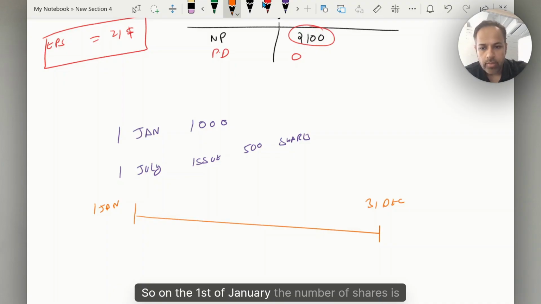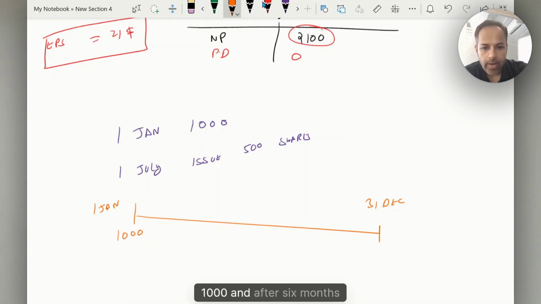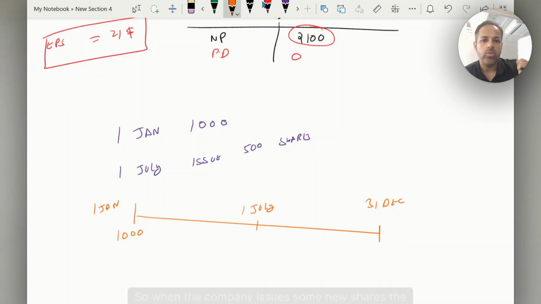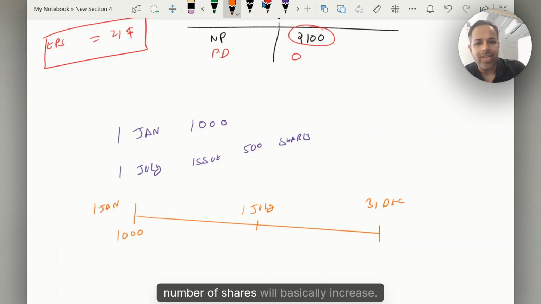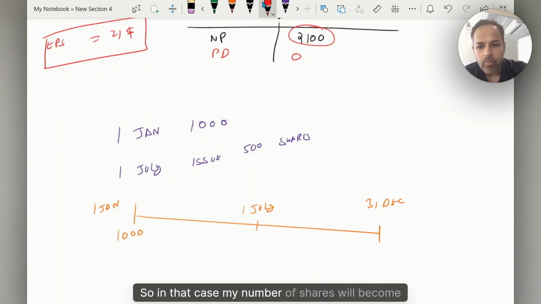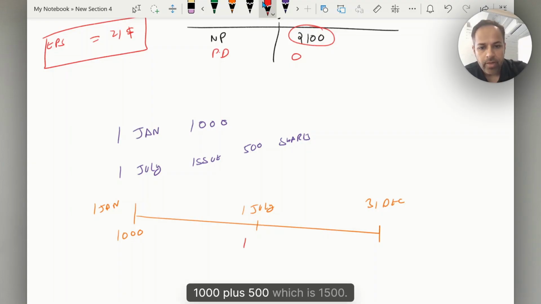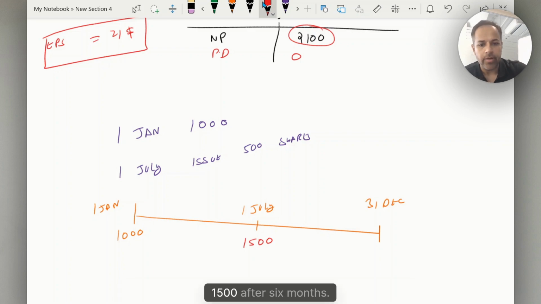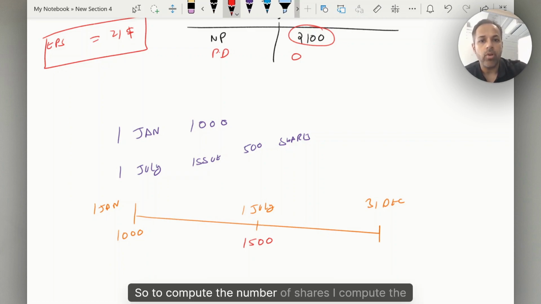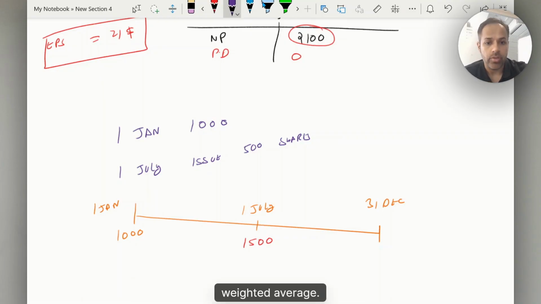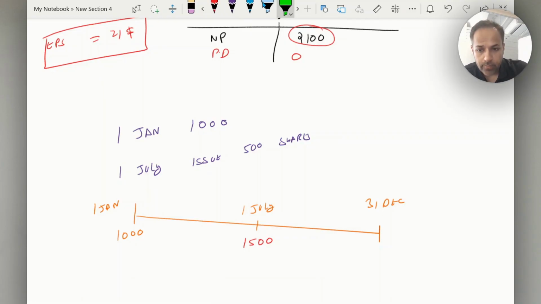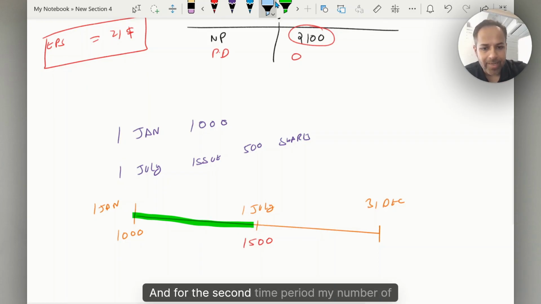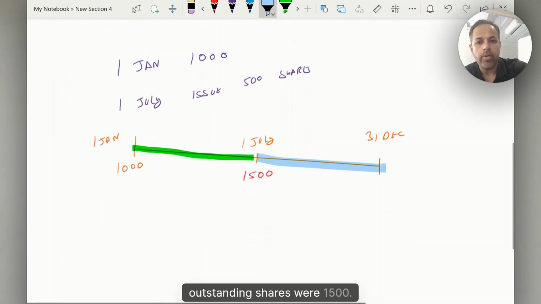So on 1st January, the number of shares is 1000, and after 6 months, on 1st July, the company issues some extra shares. When the company issues new shares, the number of shares will increase. So my number of shares will become 1000 plus 500, which is 1500. So right now, my number of shares outstanding is 1500 after 6 months. To compute the number of shares, I compute the weighted average. For the first time period, my number of shares outstanding was 1000, and for the second time period, my number of outstanding shares was 1500.